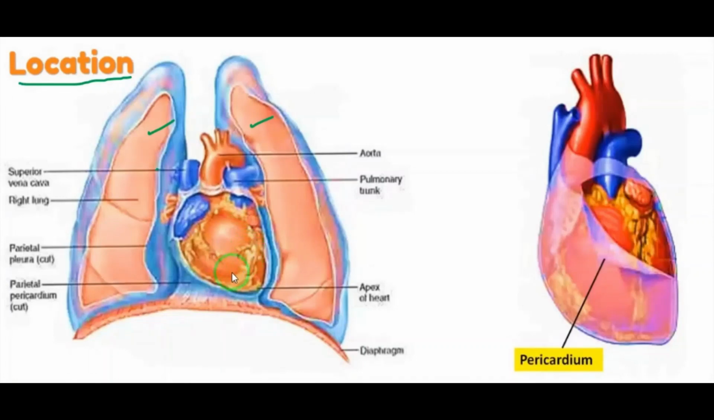The heart is slightly tilted towards the left side. Tilted means a sloping position. Towards the left side and above the diaphragm. This is the diaphragm. So the heart is slightly tilted in the left side as well as above the diaphragm the heart is present.